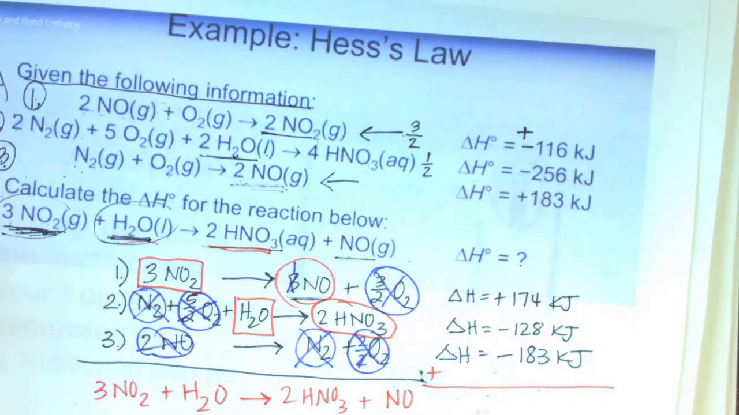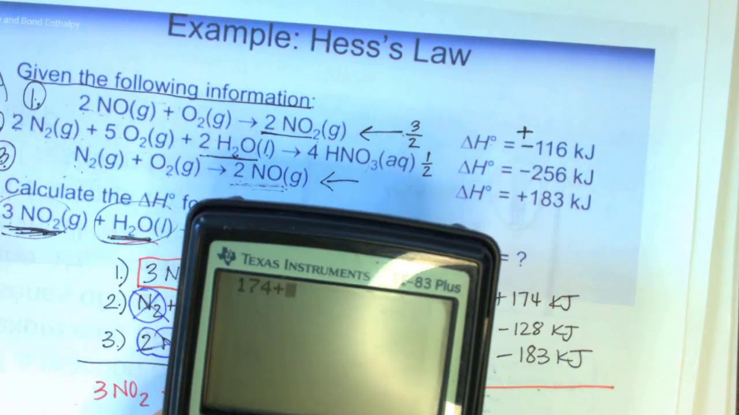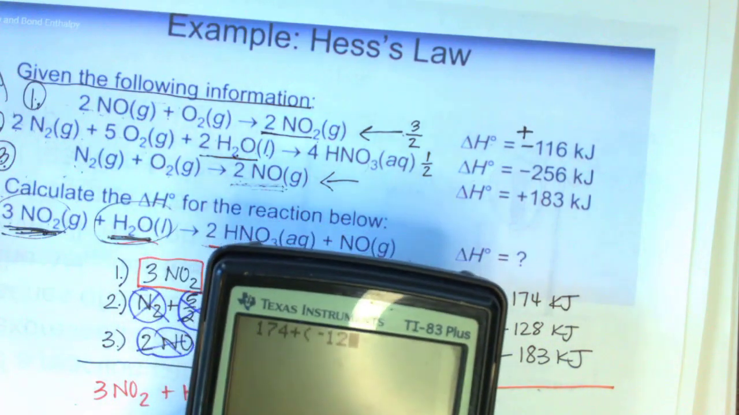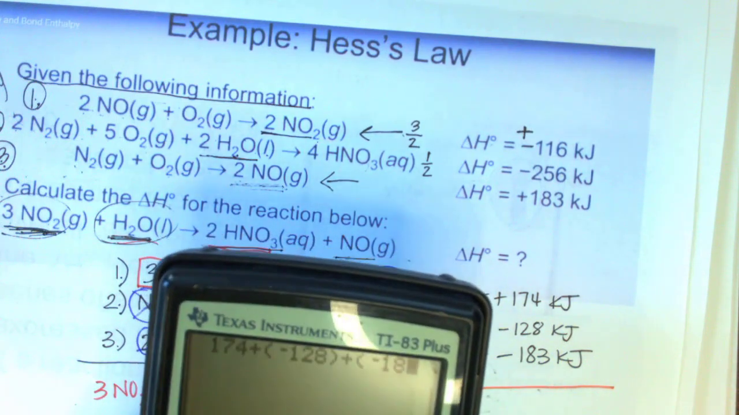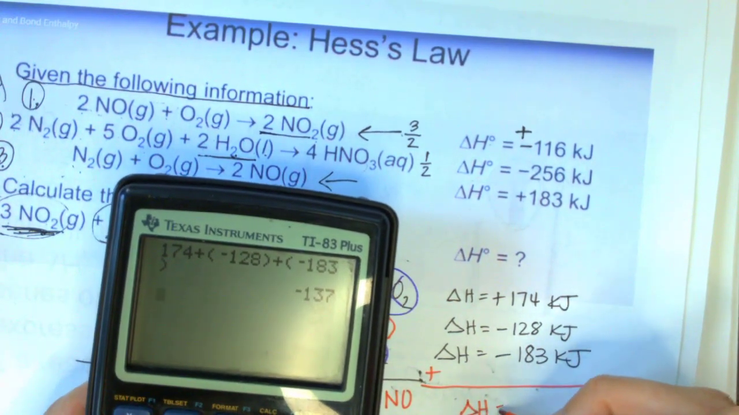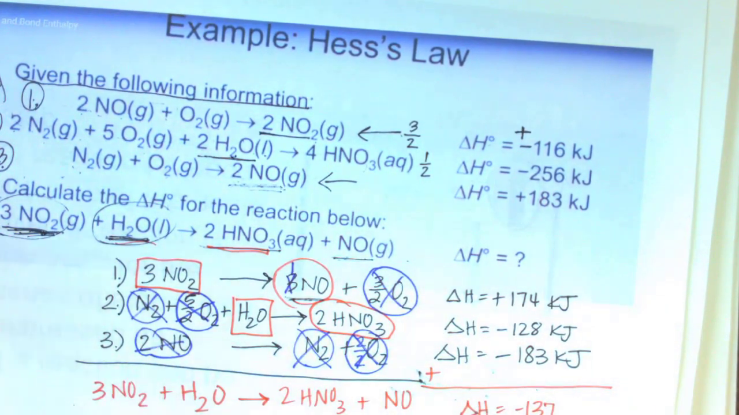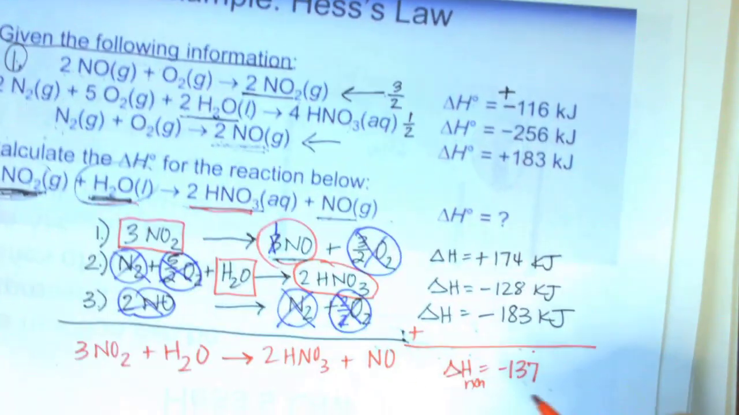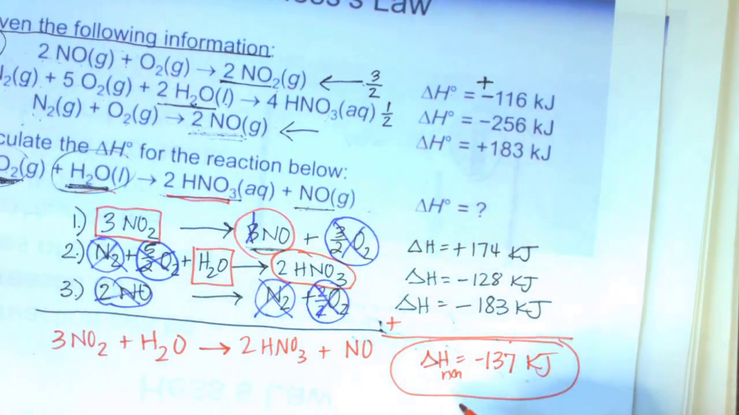my delta H's. So I'm going to do 174 plus negative 128 plus negative 183. And I get a delta H of negative 137. So that tells me that this reaction is an exothermic reaction, and the total exothermic reaction, the delta H of the reaction is negative 137 joules.